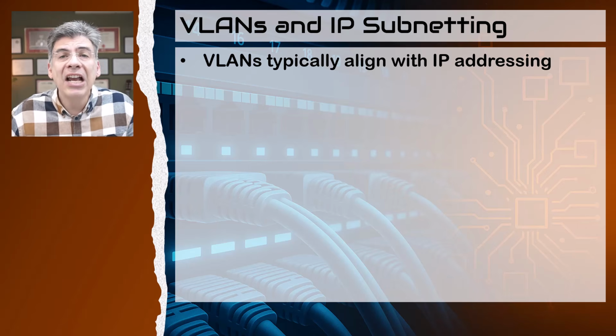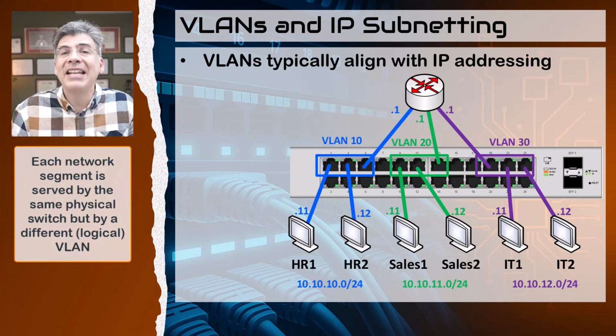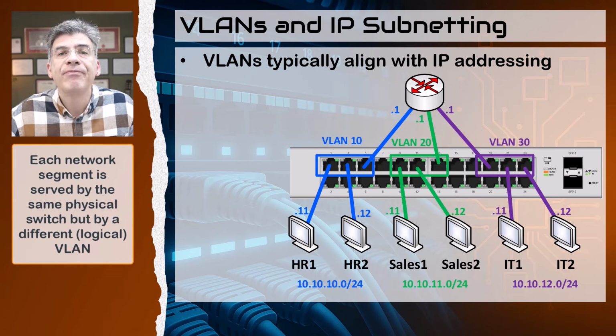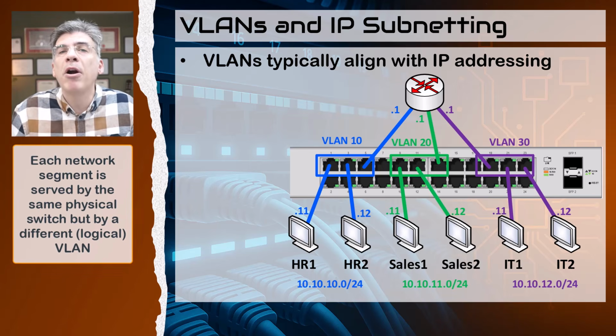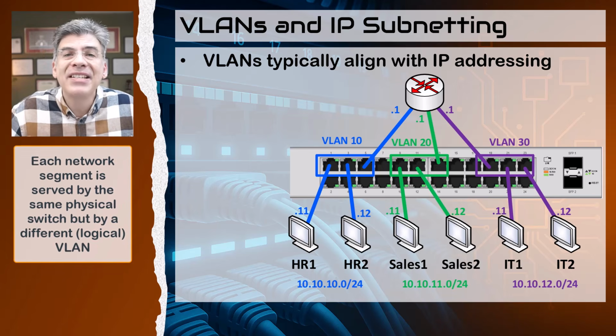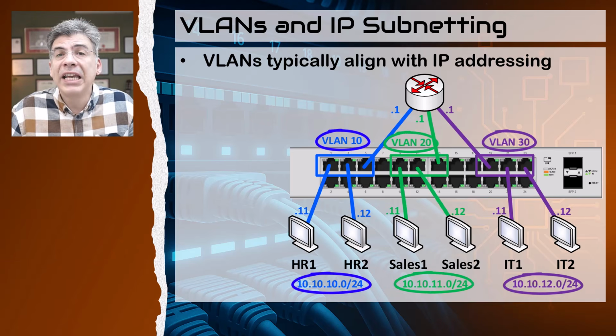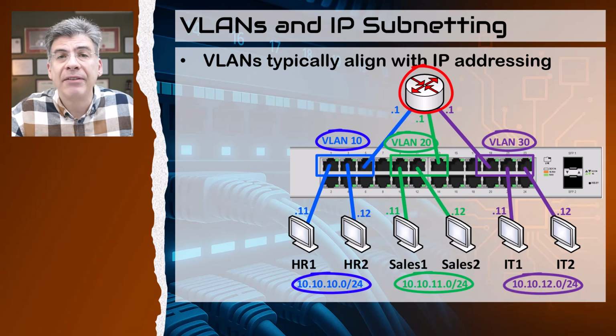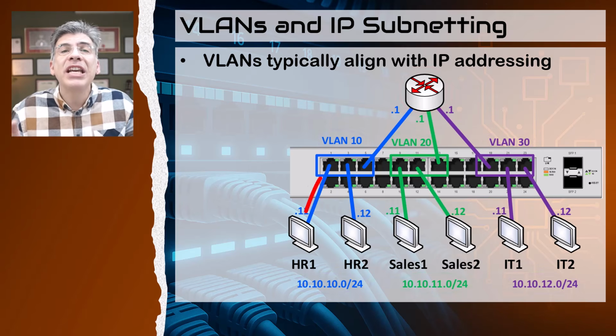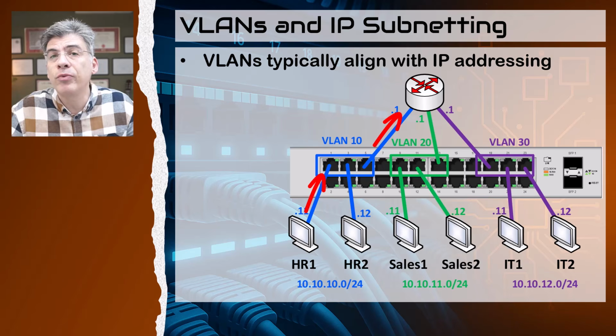To see this in action, let's take a look at this switch setup again. This time I've added the IP addresses of the hosts. Here we see that we have several departments in a small office, and we have separated them with different VLANs and different IP subnets. We have a default gateway, which is this router here, that serves the subnet of each VLAN. This setup allows inter-VLAN communication via the router, which will route between subnets.